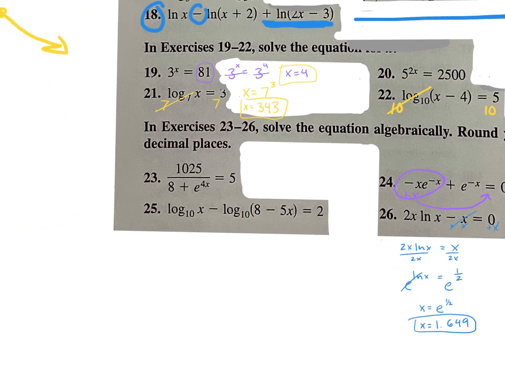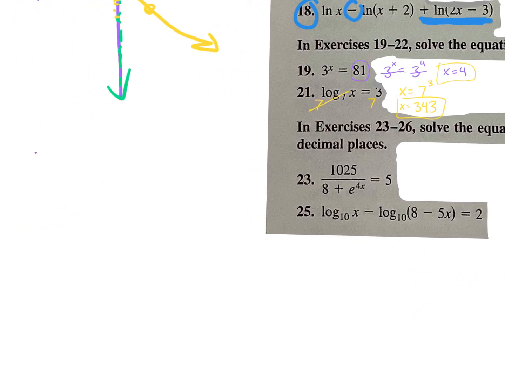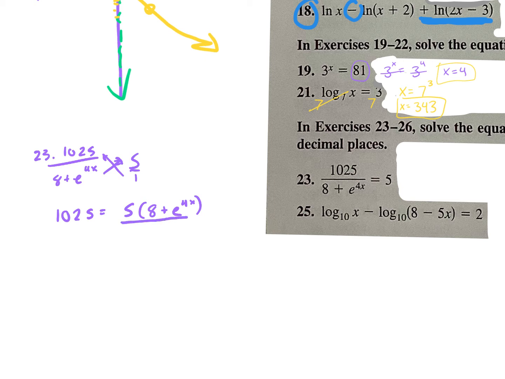Alright, and then looking at 23, I'm going to do it on the side over here. So I have 1,025 divided by 8 plus e to the 4x is equal to 5. I want to get the x out from the denominator, so I'm going to cross multiply on both sides. So this is like 5 over 1. So it'll be 1,025 is equal to 5 times 8 plus e to the 4x power. I could distribute, but I don't really want to because my goal is to move that 5 to the other side and just get e all by itself. So I'm going to divide everything by 5.